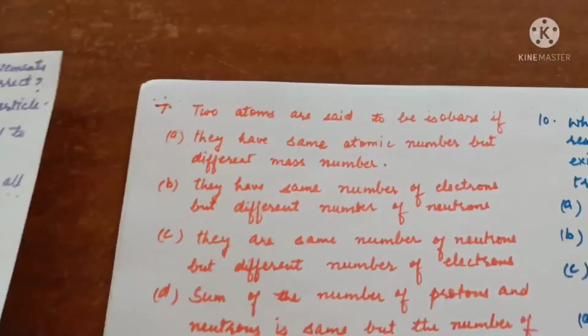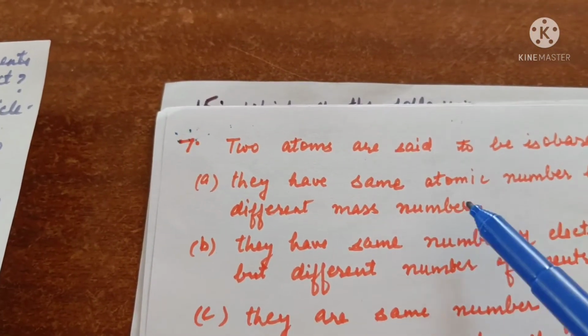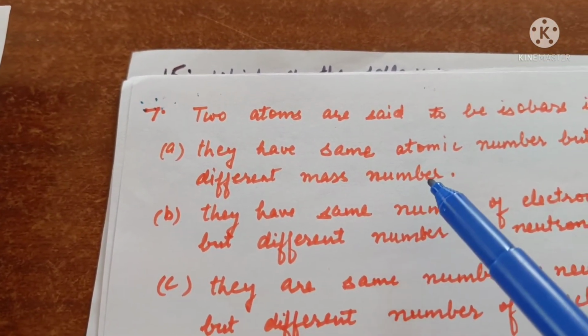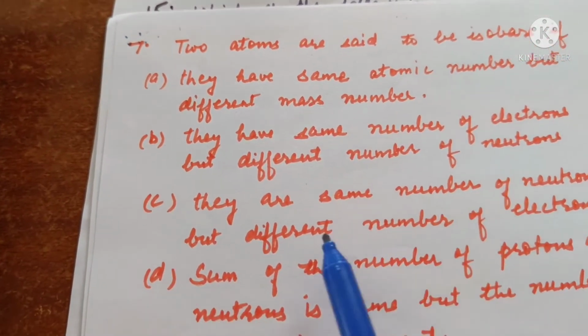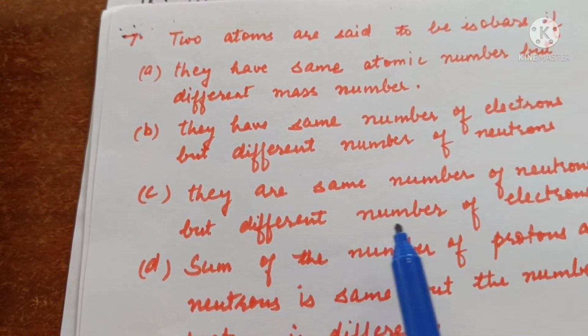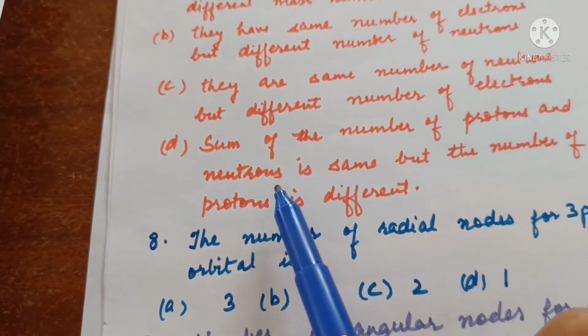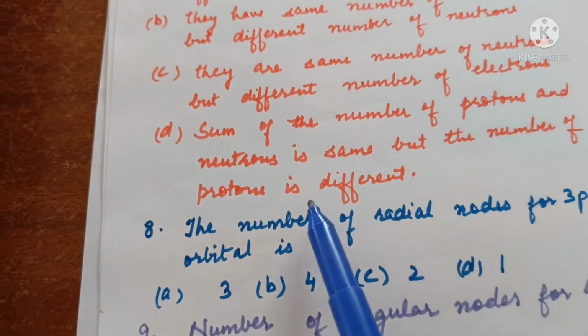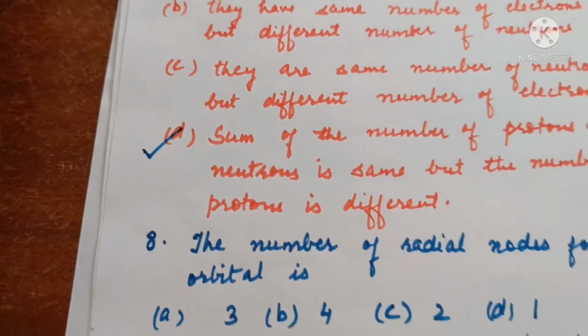So, two atoms are said to be isobars if they have the same atomic number but different mass number. No. They have same number of electrons, different number. No. They are same number of neutrons but different number of electrons. No. Sum of number of protons and neutrons is same but number of protons is different. Option D is the correct option.